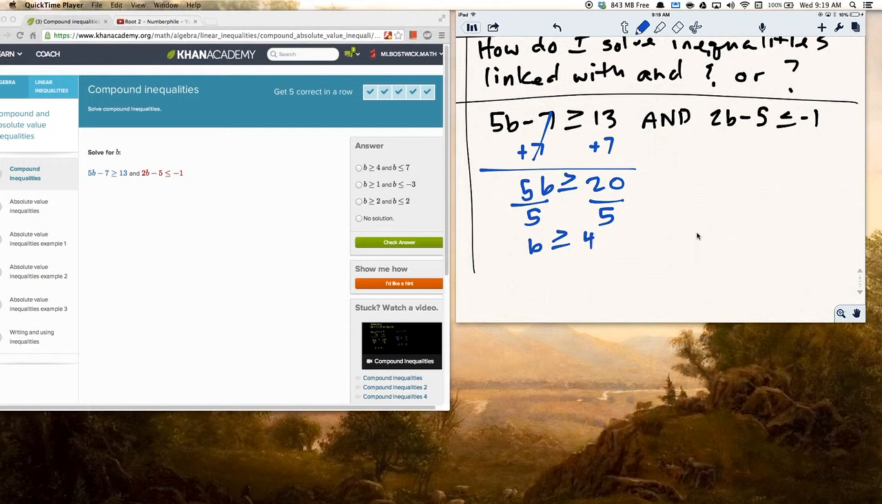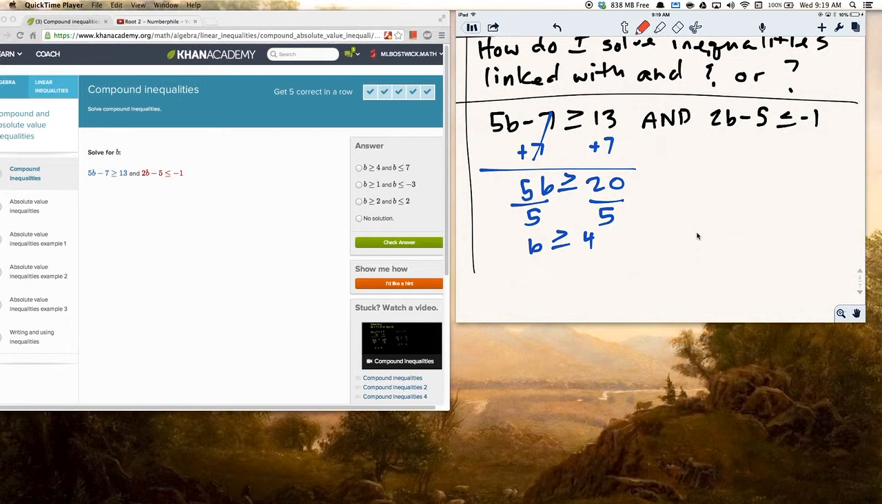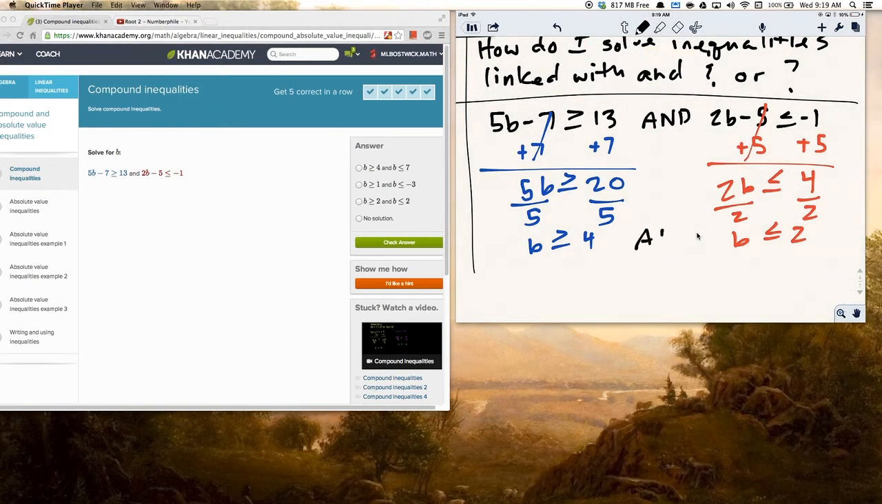Okay, now I have to solve the second one, which I'll do in red here. So I'll add 5 to both sides. That gives me, because these cancel out, 2b is less than or equal to negative 1 plus 5 is 4. I'll divide by 2. And so b is less than or equal to 2. And now I have this word in between, and.